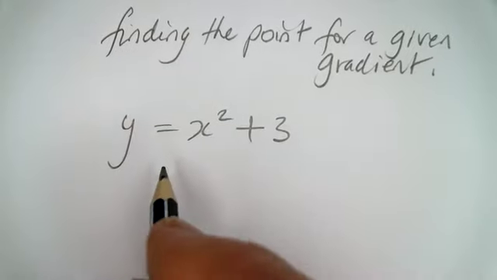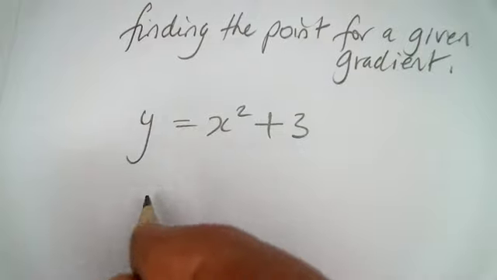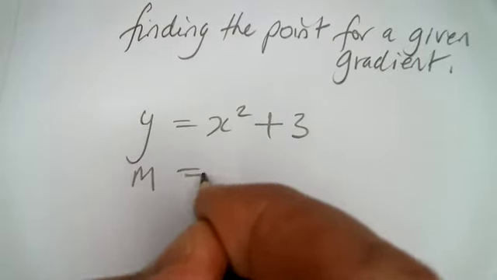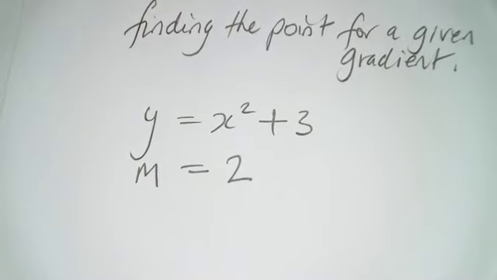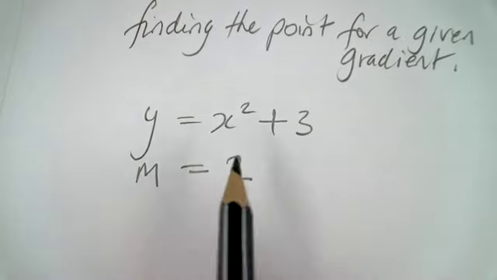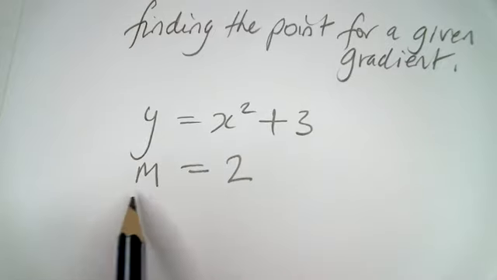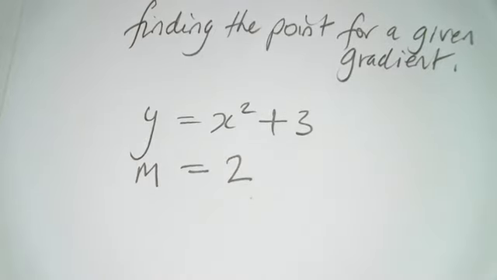So let's imagine, for example, we're told the gradient, the m value, is 2. So we want to find the point on this graph here where this is true, where the gradient is 2. Well, let's find out. So let's have a look at ways we could do that.